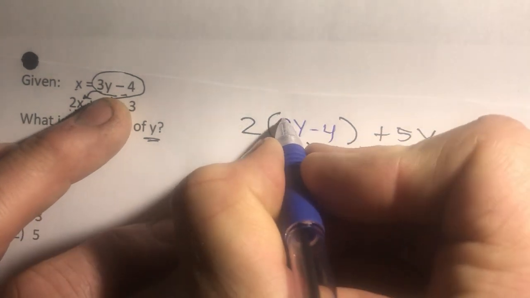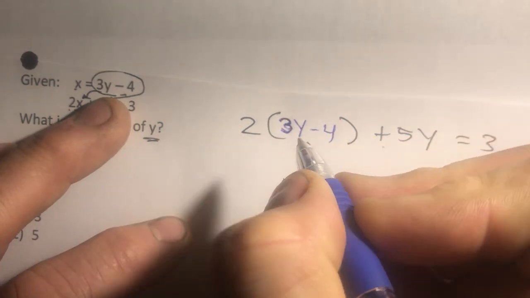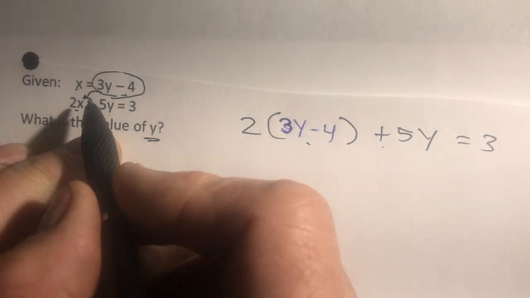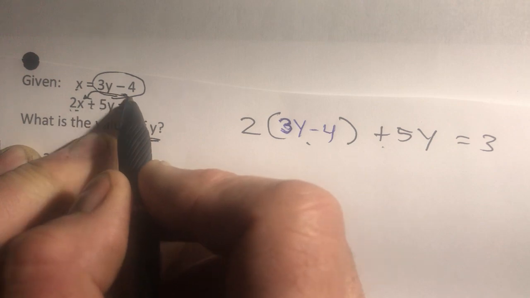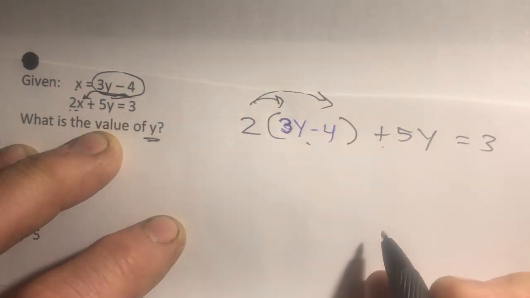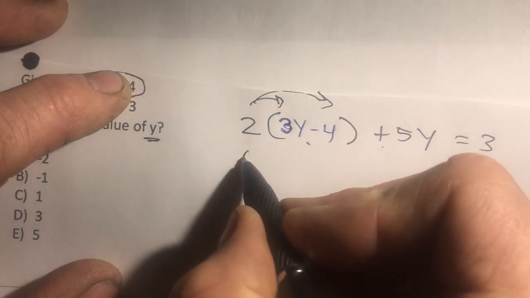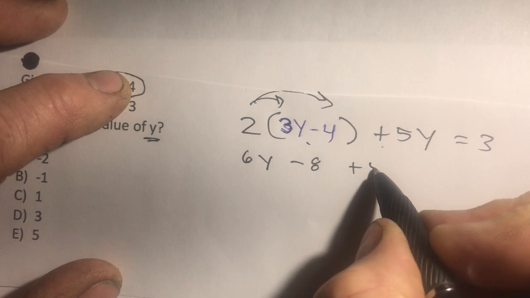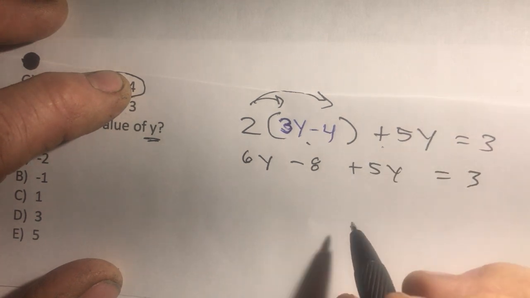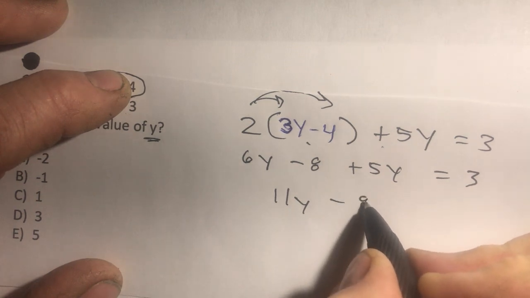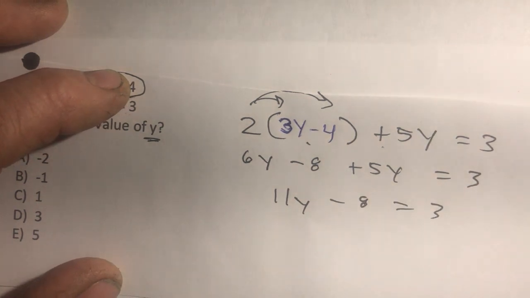So there's what we do. I'm going to put x equals this, and I'm going to put that in for x in the other one. So now I have to distribute. This is nothing different than what we've done earlier. 2 times 3y would be 6y. 2 times negative 4 is negative 8. Plus 5y equals 3. And then 6y plus 5y is 11y minus 8 equals 3.